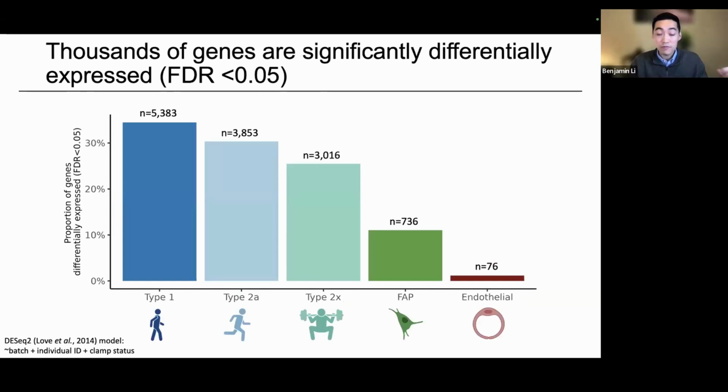So this is the differential expression results. So we see thousands of significantly differentially expressed genes in all of these 5 clusters, progressively decreasing with decreasing power. So we have the most power here in the type 1 fibers, those skeletal muscle fibers. And we can appreciate that almost a third of the genes that we're testing are really significantly differentially expressed from the basal to the stimulated state. So there's a huge change here in the transcriptome happening.